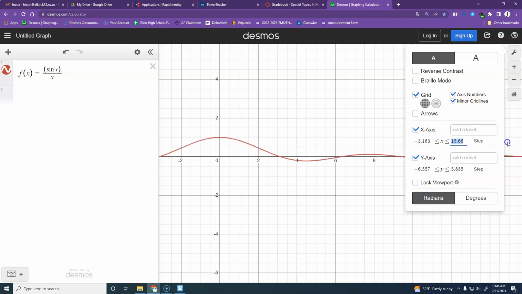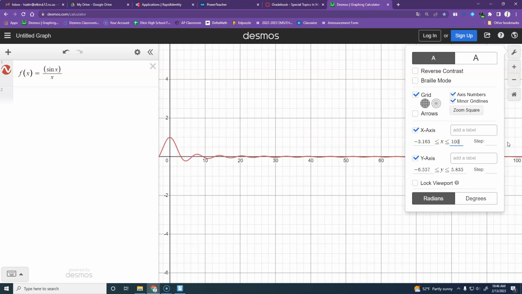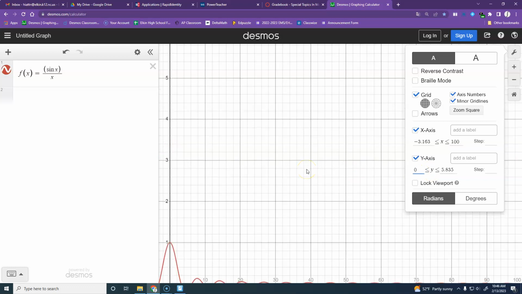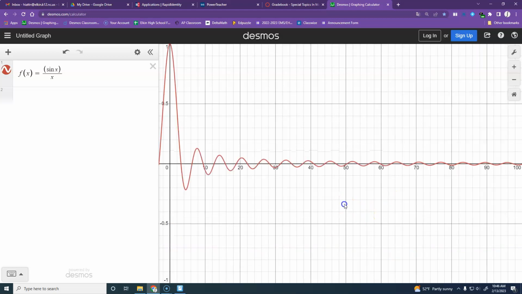Let's make our x-axis go out to like 100, and let's make this just like, let's see, -1. So if you look at this graph, it has a horizontal asymptote. You are approaching 0. That value is getting closer and closer to 0. But because sine goes back and forth, you cross it a bunch of times as you approach that value. So it's not a typical way that we see something being a horizontal asymptote.